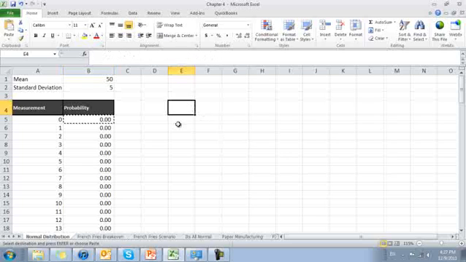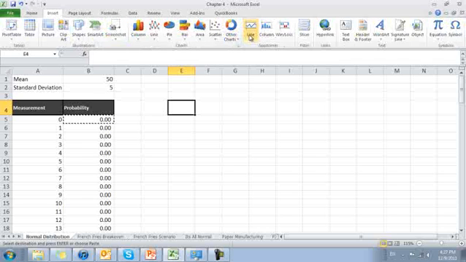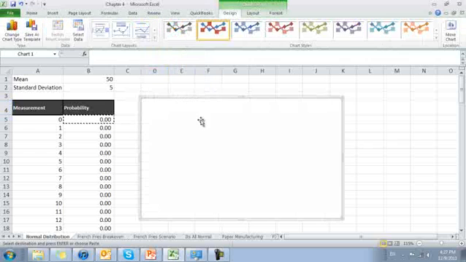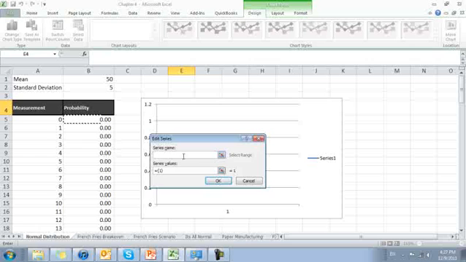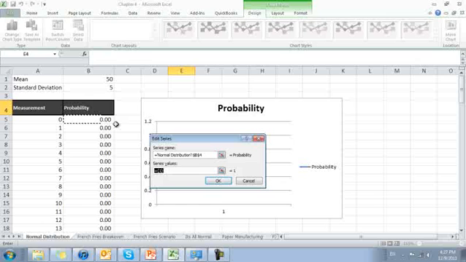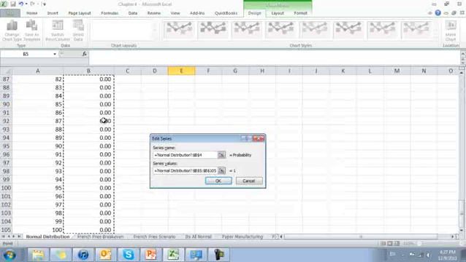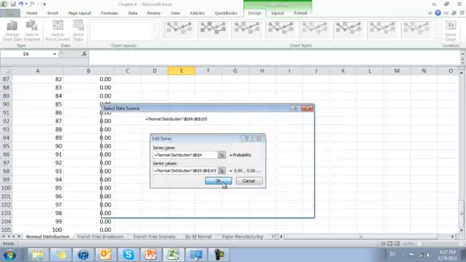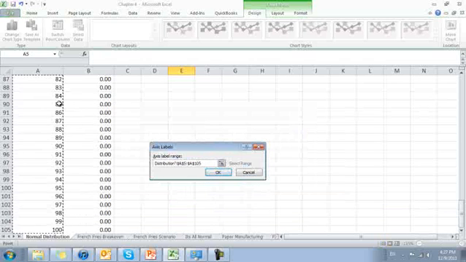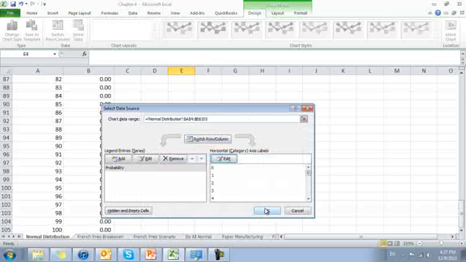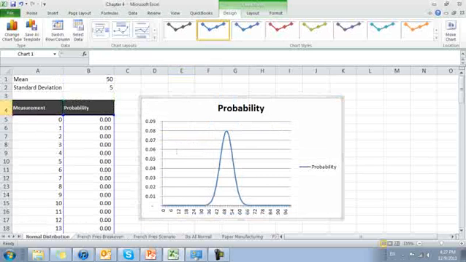We can plot this, and I'm going to go ahead and plot this. Insert a line plot. There we have it. I'm going to select my data, add the series. The series name will be probability. The series values will be all of these. Okay. And the x-axis, well, it'll be all of those. Okay. And now let's take a look at our plot.